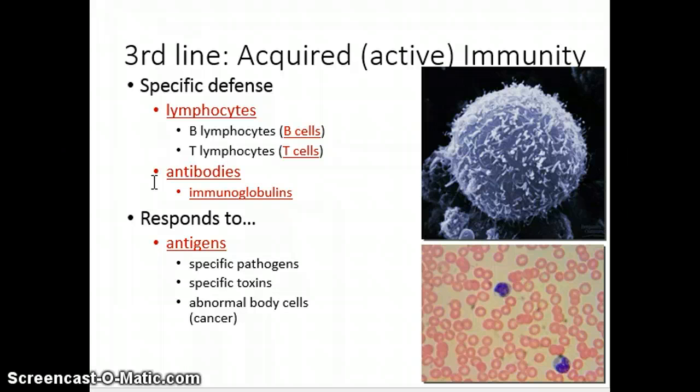IgAs you would find in external secretions, and IgEs promote the release of histamines and bodily fluids. They actually came about as a reaction to parasites, and these are the ones that many of us are familiar with because these are the ones that trigger allergic reactions.